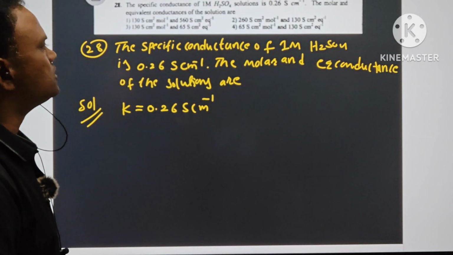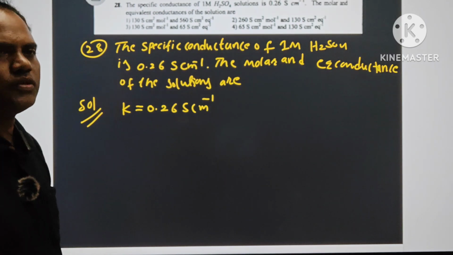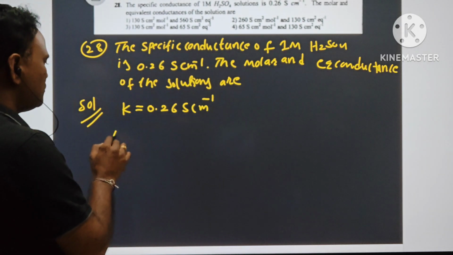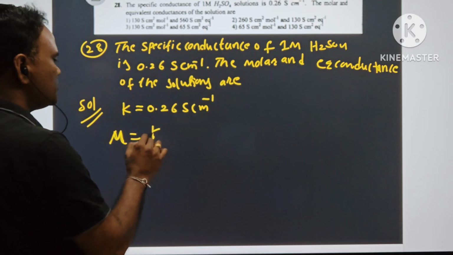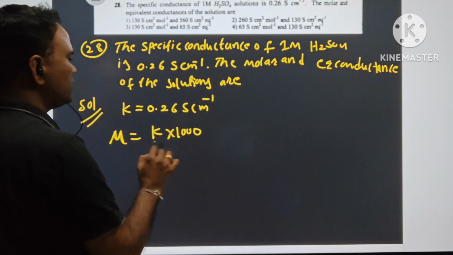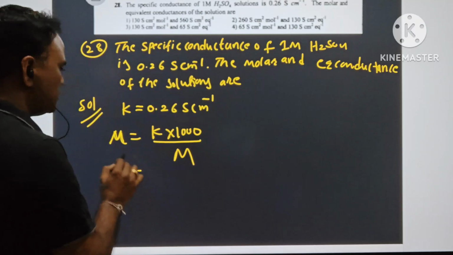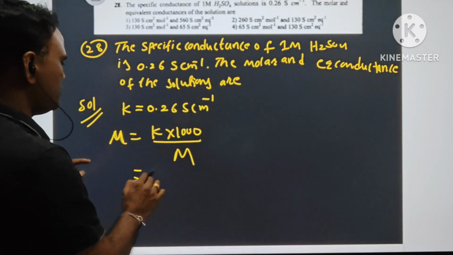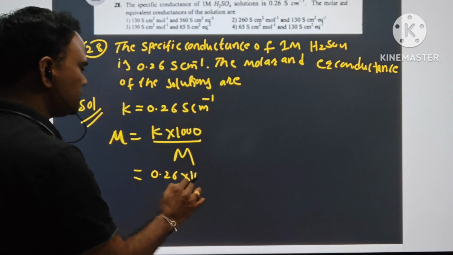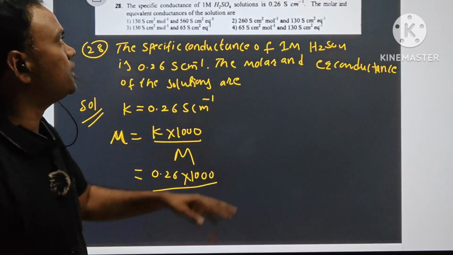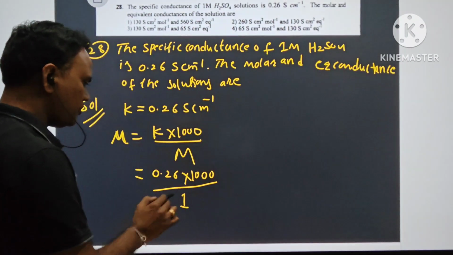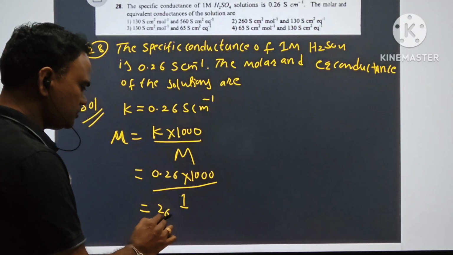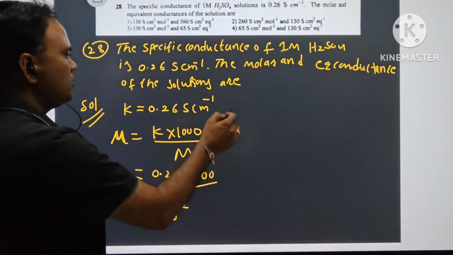Then find first the molar conductance. What is the formula for molar conductance? Molar conductance mu is equal to specific conductance into 1000 by molarity. K value is 0.26 into 1000 divided by molarity. What is molarity? Molarity is 1. So how much you will get? 260. Okay, first one is 260.